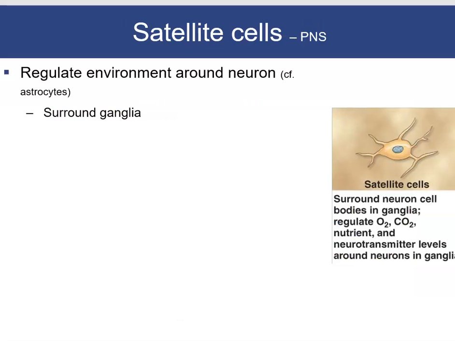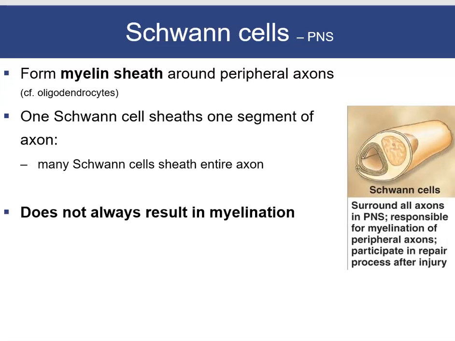Switching to the peripheral nervous system, we can find satellite cells. They help to regulate the environment around the neurons. They have a similar function to the astrocytes in the central nervous system, and they surround ganglia. Then the other one we have are Schwann cells. They are responsible for forming the myelin sheath around our peripheral axons, very similar in function to the oligodendrocytes.